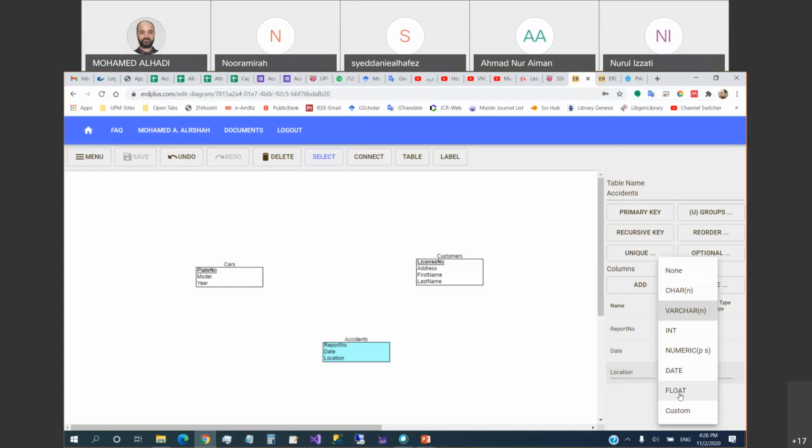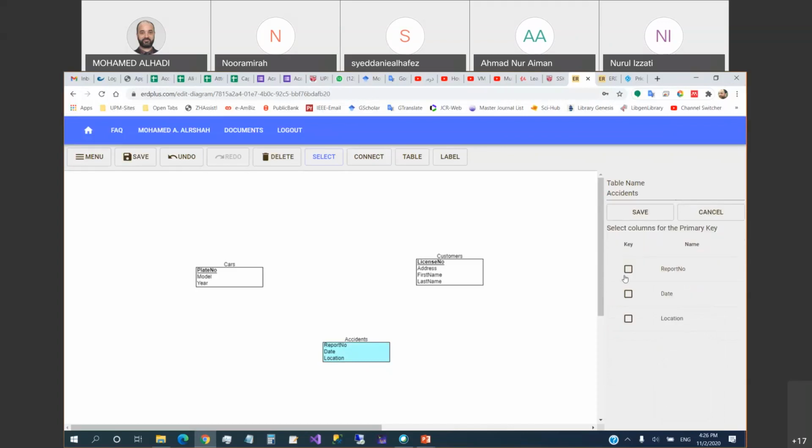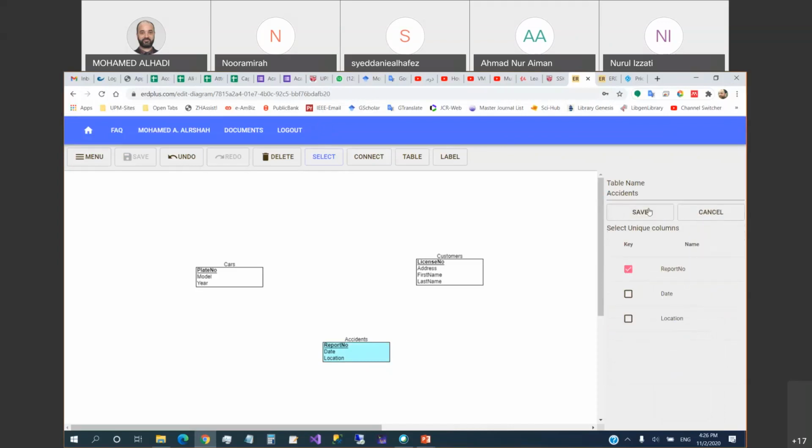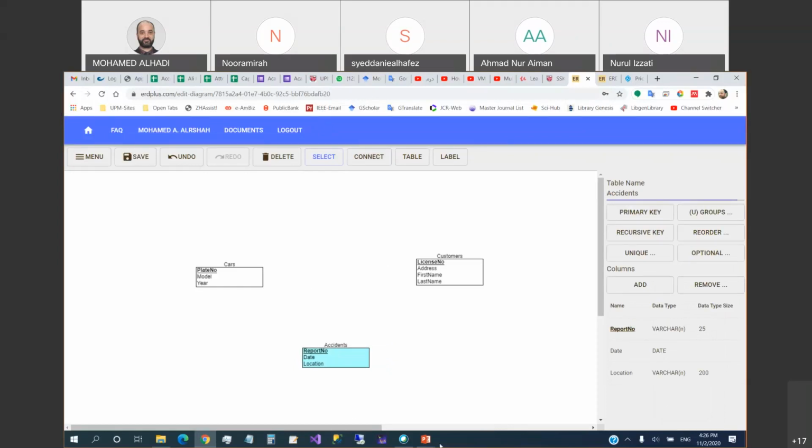Float here is another type of numeric which could support fractions, but it depends on the database later. When you go to Oracle, in Oracle there are different types of this. So you have to know which kind of types you have to use. For now, I'm going to keep this location as varchar 200. Then we go here for the primary key. Report number is the primary key. Sorry, this one, unique, is also report number. That's all.